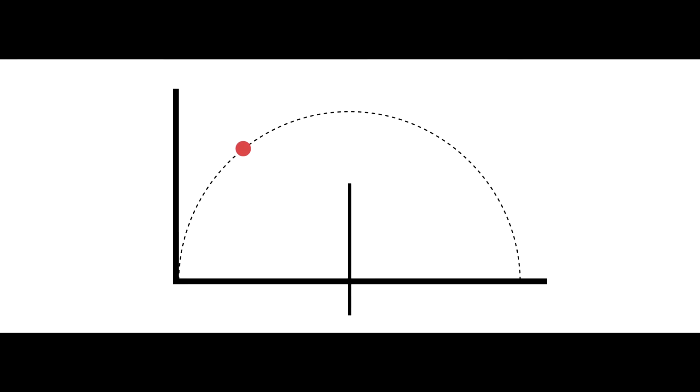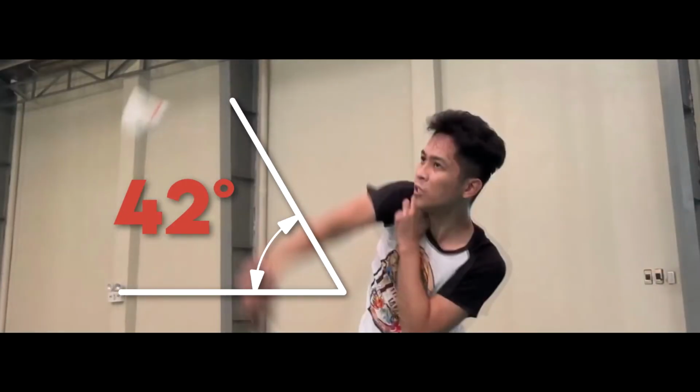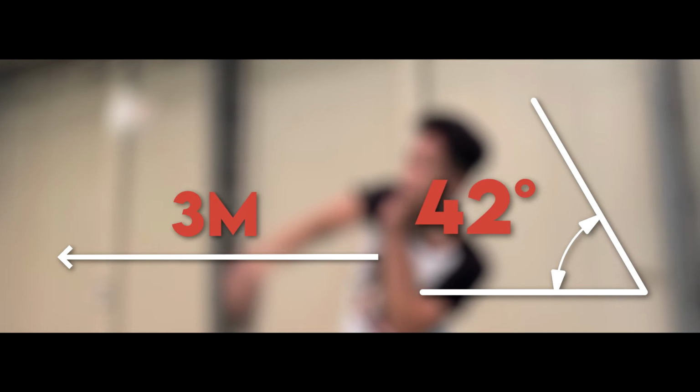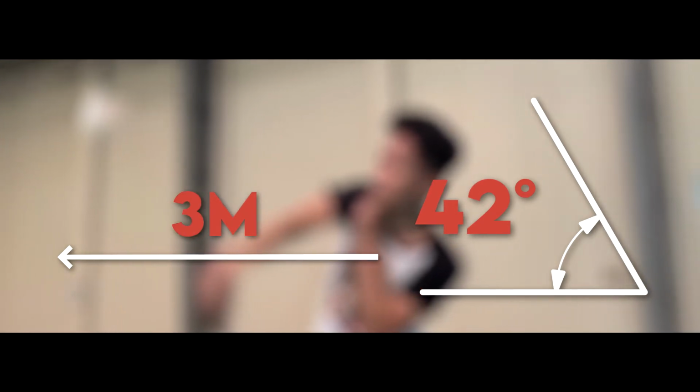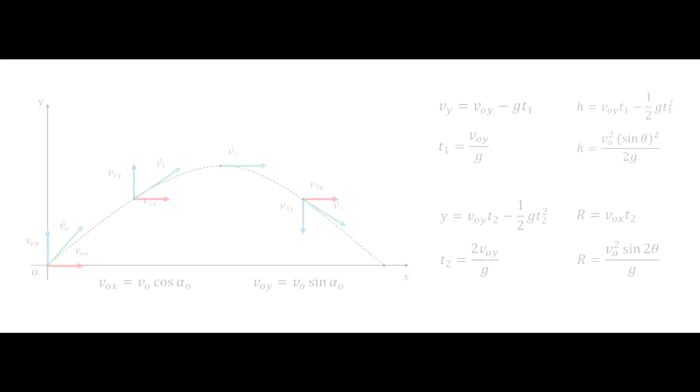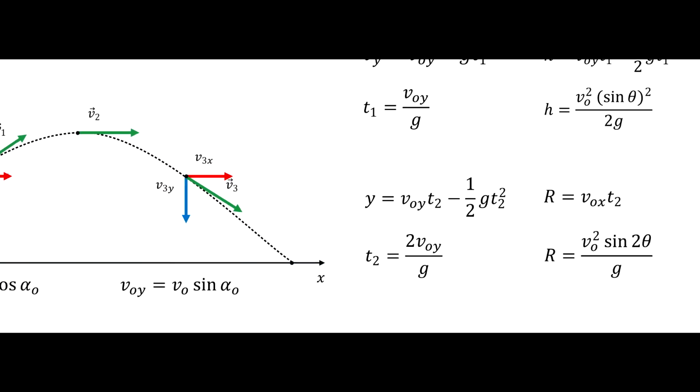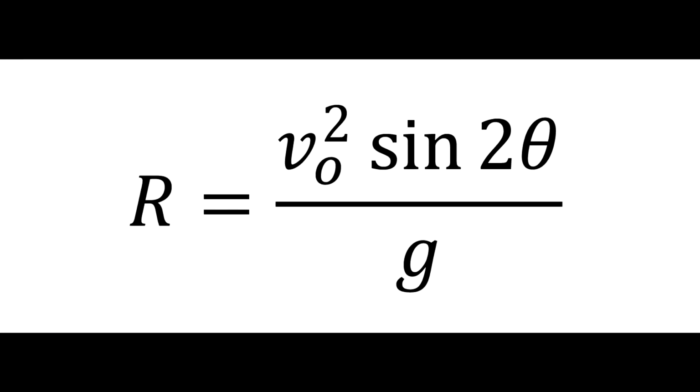From the trajectory of their service, it moves along a curved path. They got the ideal angle of service, which is 42 degrees, and have a range of probably 3 meters from his point to the landing area. Now it's time to identify its initial velocity first. The equation: range is equal to the quantity of initial velocity squared times sine 2 theta, divided by gravity.